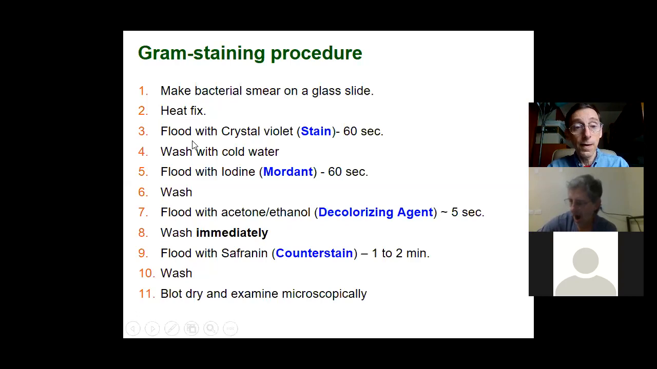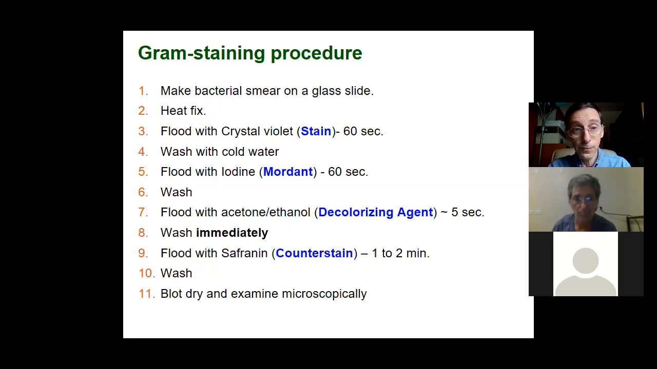You then flood the slide with crystal violet, and an easy way to remember how long you're putting reagents on the slide is that essentially everything goes on for 1 minute. So you stain with crystal violet for 60 seconds, and then you dump the crystal violet off and wash the slide with cold water to remove the crystal violet. After every step in the Gram stain, you have a wash with cold water.